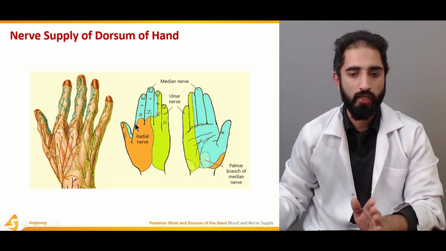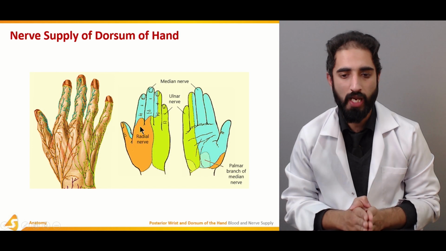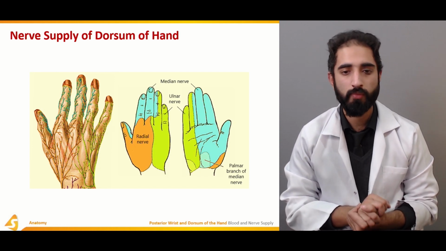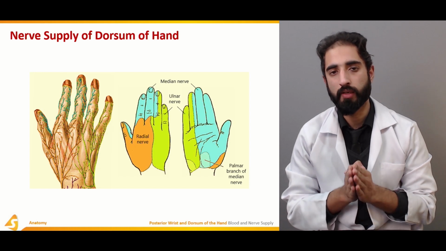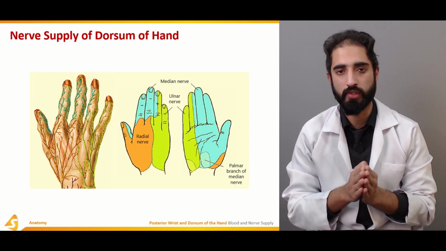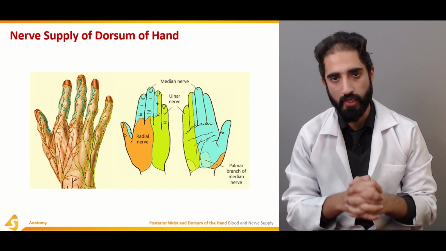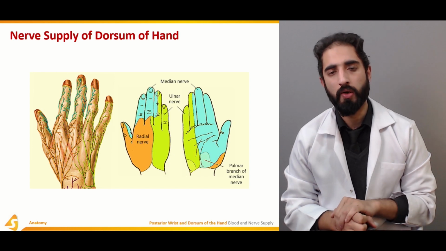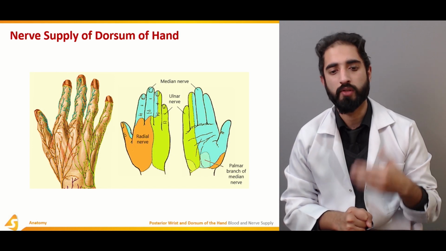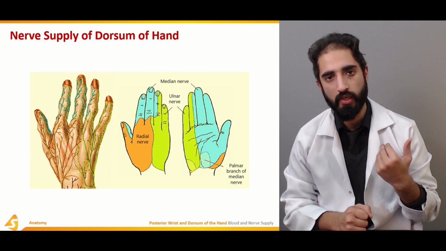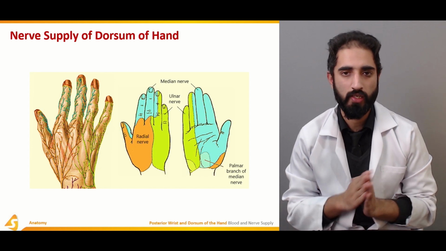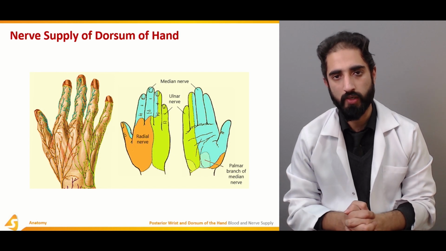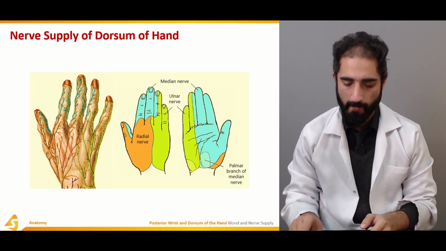And when we talk about the ulnar nerve, it has pretty much the same distribution on the palm as well as the dorsum. So it has the medial 1.5 fingers both on the palmar as well as the dorsal aspect. So we can say that the median nerve has a greater distribution on the palmar aspect, the radial nerve has a greater distribution on the dorsal aspect, whereas the ulnar nerve has an equal distribution both on the palmar and the dorsal aspect of the hand.